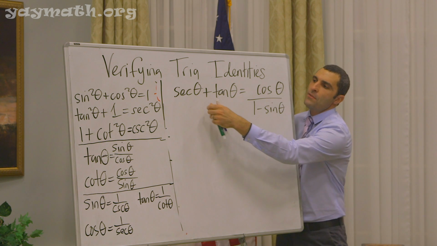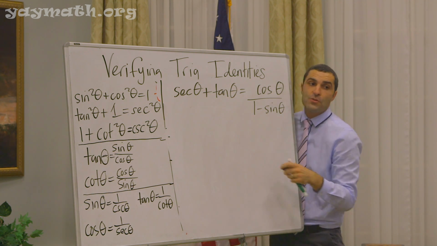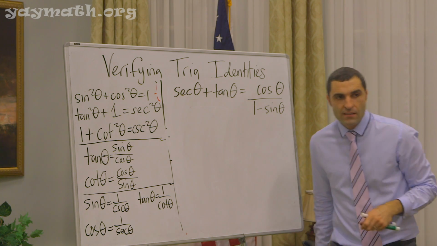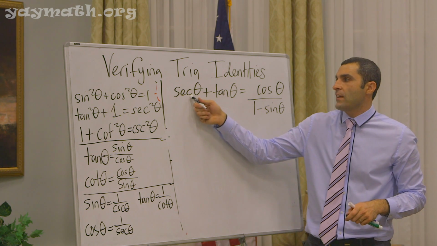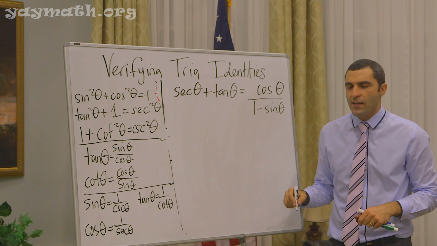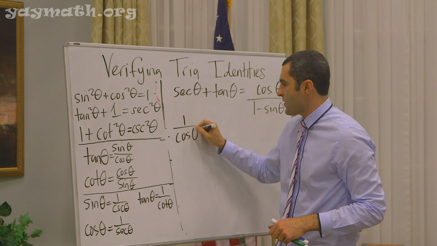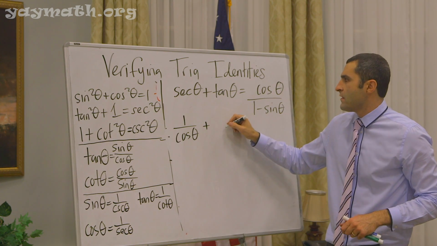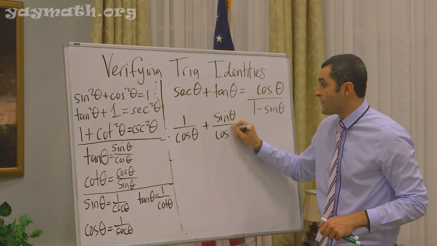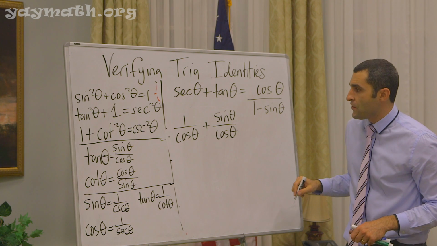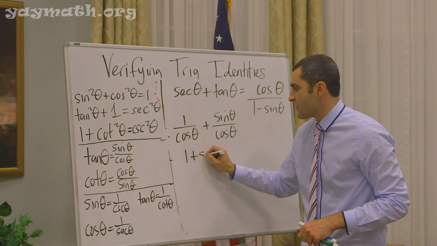What's one thing we can do? Turn tan and secant into sine and cosine. That's the first strategy we talked about, turning everything to sine and cosine. So secant is 1 over cosine, and tan is sine over cosine. They have the same denominator already, so you can add the tops. That's 1 plus sine over cosine.